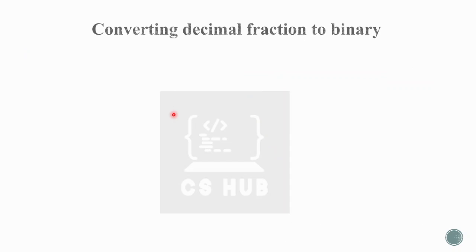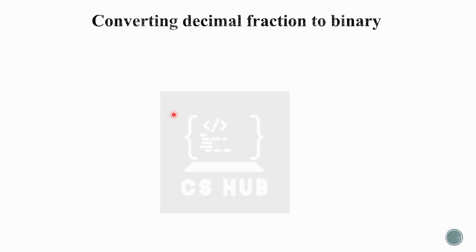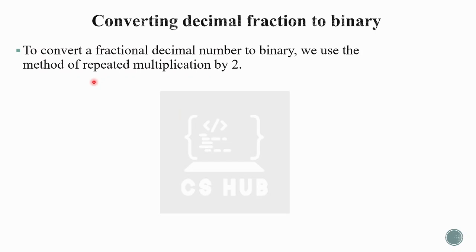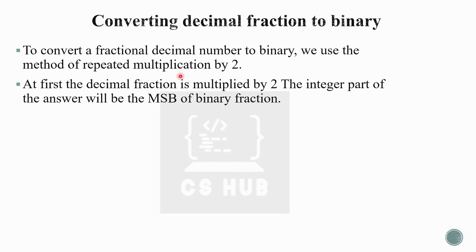Let's move on to the next topic, converting a decimal fraction to binary. To convert a decimal fraction to binary, we use the method of repeated multiplication by 2. To convert a normal decimal number, we use repeated division by 2. To convert a fraction, we repeatedly multiply using the base 2. At first, the decimal fraction is multiplied by 2. The integer part of the answer will be the MSB of the binary fraction.